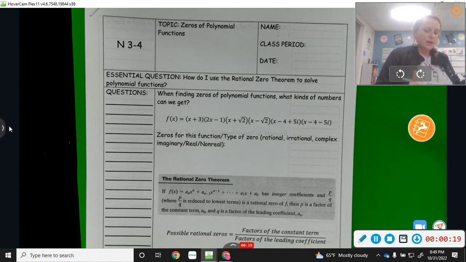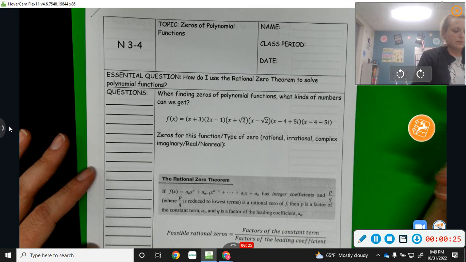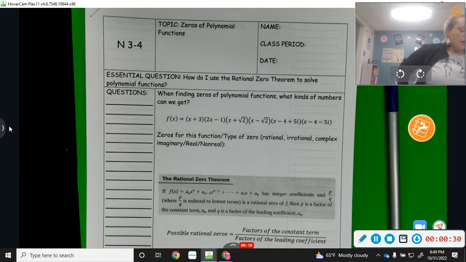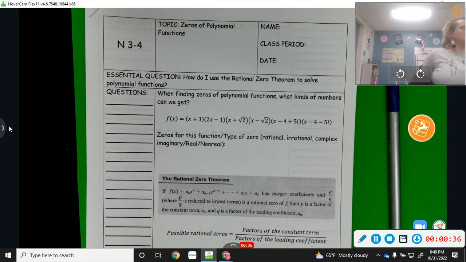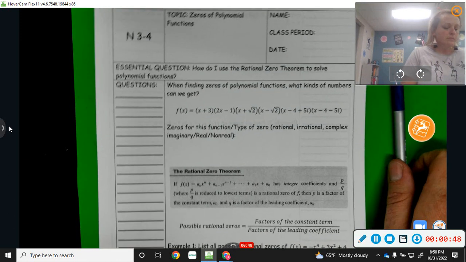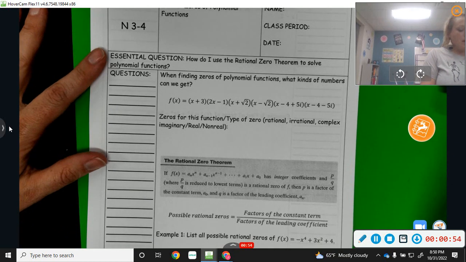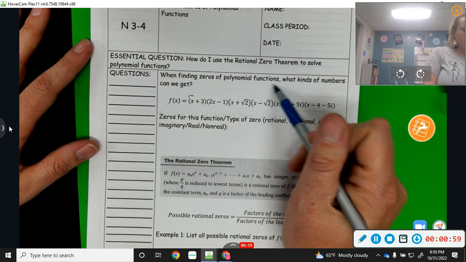So, at any rate, what we were doing, hopefully you picked up this paper yesterday. This is 3-4, zeros of polynomial functions. The essential question is, how do I use the rational zero theorem to solve polynomial functions? Again, we're trying to do the majority of this without a calculator. So, trying to use the properties, and even if I do let you use a calculator, I'm going to want you to be able to verify the theorems and whatnot. There are a couple functions with the graphing calculator that does not work. It's better.